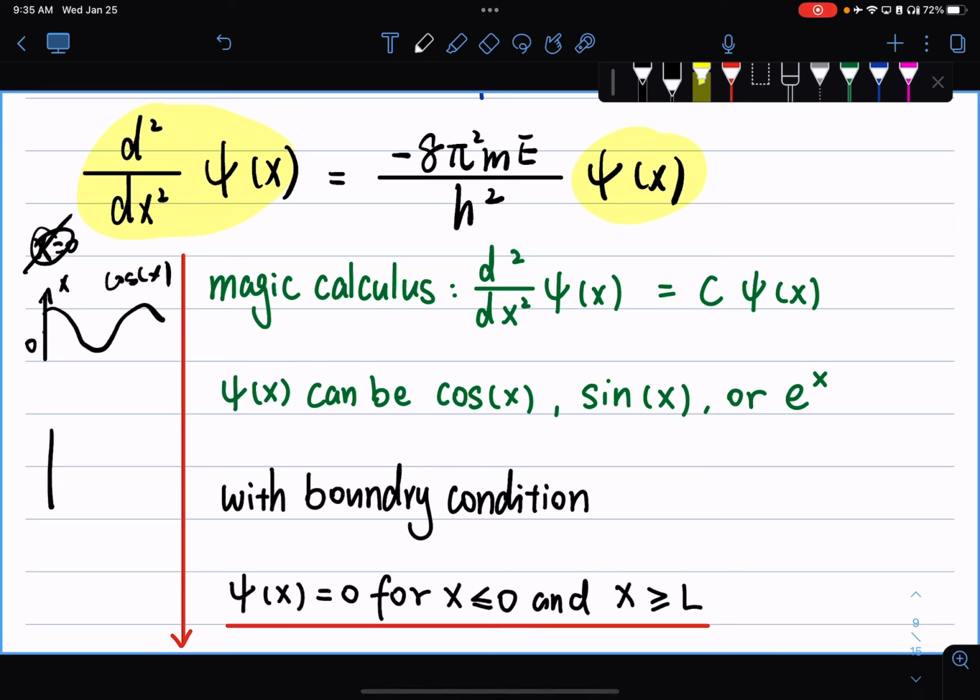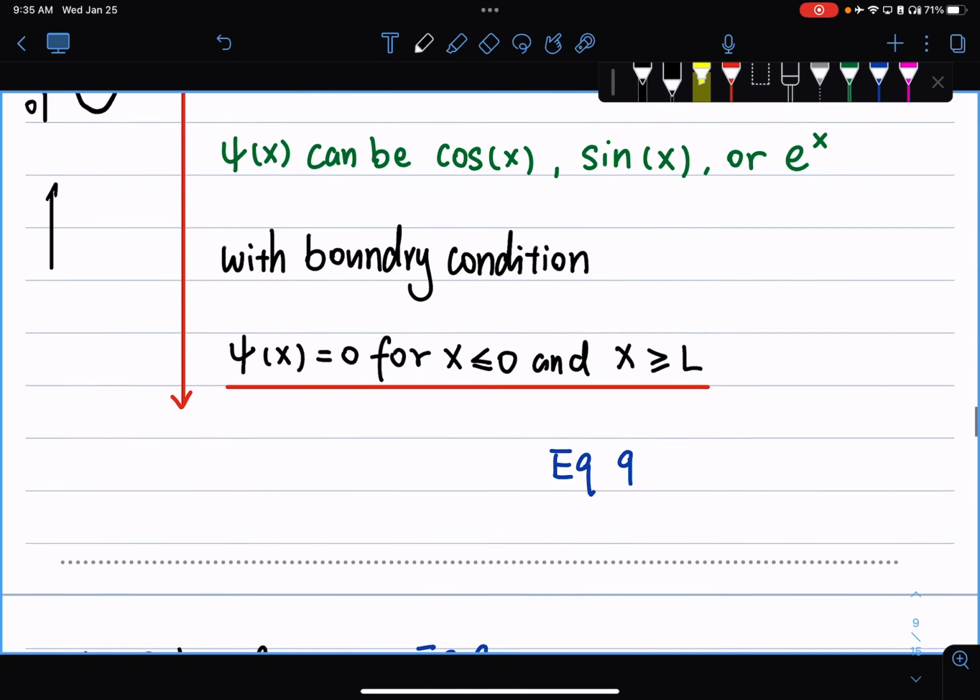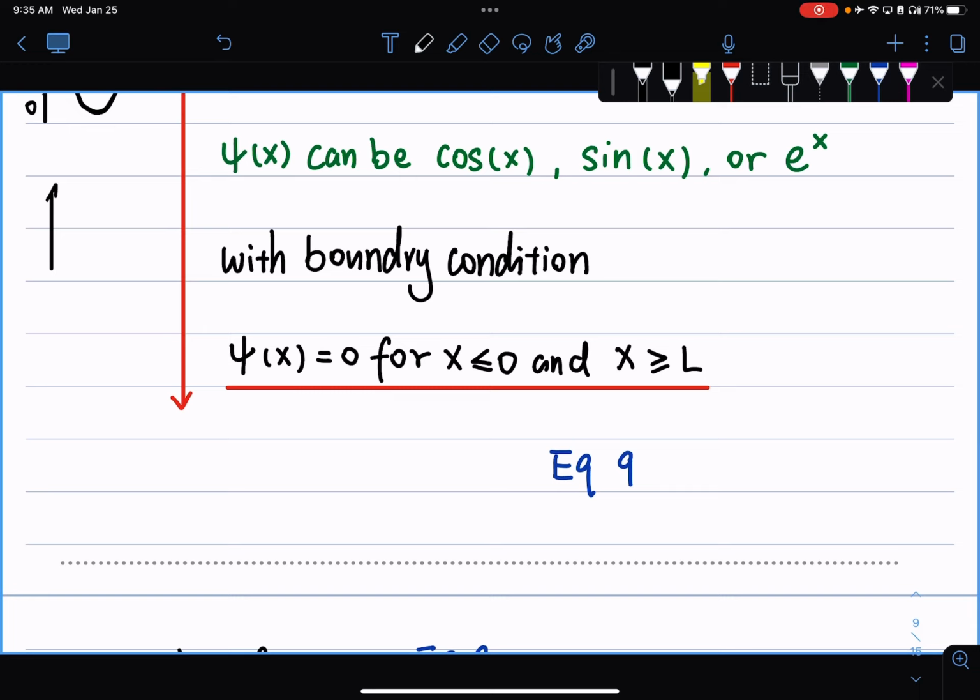The exponential one doesn't work because when x equals 0, e to the x equals 1, so that doesn't work. So the obvious choice here is a sine function. So phi(x) equals, I'm going to just write a general form of the sine function, and we can solve for those parameters later on. So A sin(kx). This is just a general representation.